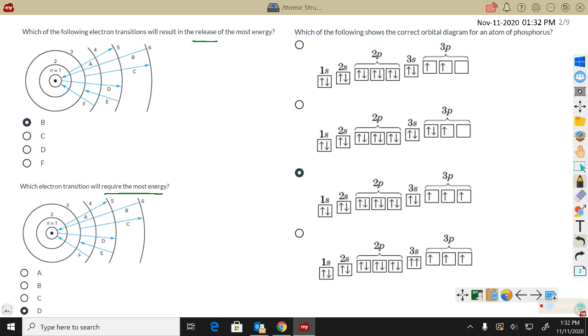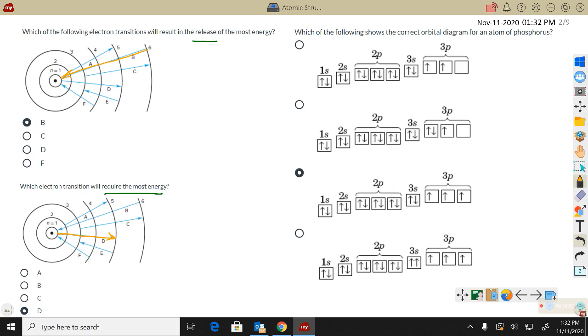Most of them here were good. You either had a question that said which transition would result in the release of the most energy, or which would require the most energy. If energy is being released, then the electron needs to be falling from a high level to a low level. So the biggest transition, high level to low level, should be B. If I'm adding energy, then the electron should be jumping up the energy levels. So here the largest transition up the levels is D, level 1 up to level 5.